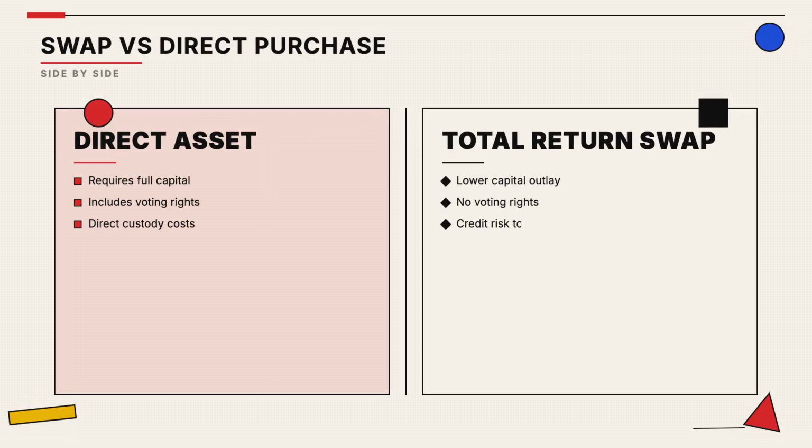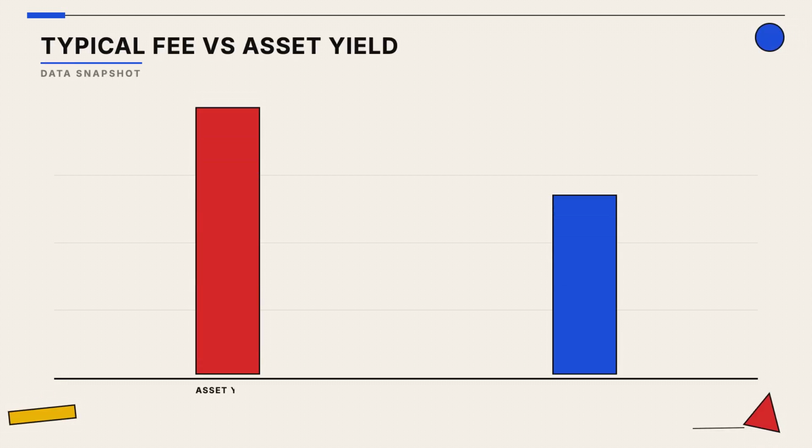Unlike buying the asset directly, a swap requires less upfront capital, but introduces the risk that the bank might default. If the asset earns more than the swap fee, the investor captures the difference as profit, creating a synthetic return.